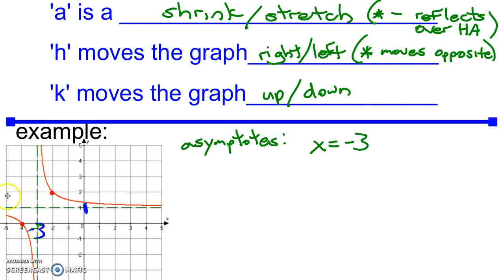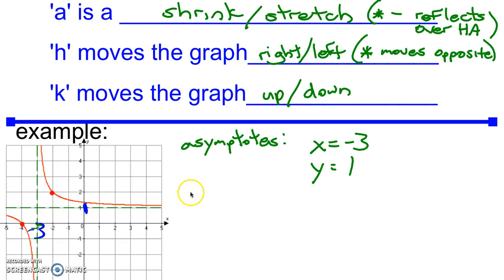You do the same thing for the horizontal asymptote. Ask yourself which axis it touches. It touches the y, so this is y equals. Where does it touch it? At +1. And so the equation of this horizontal asymptote is y equals 1. A lot of students struggle with writing the equations for horizontal and vertical lines, and this is an easy way for you to do that.